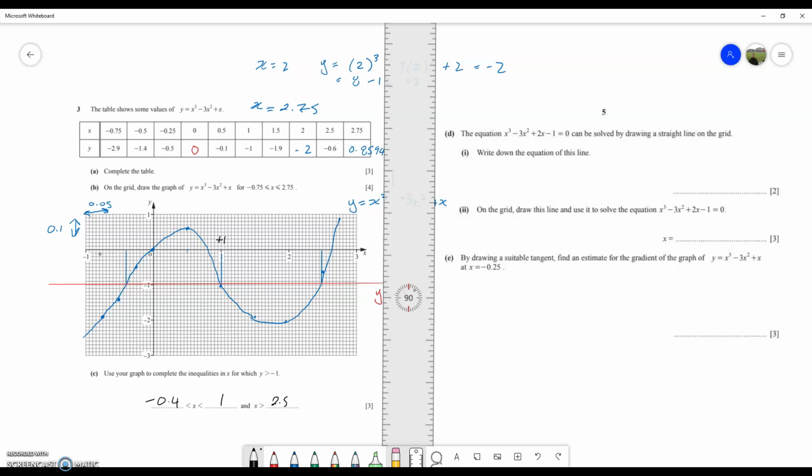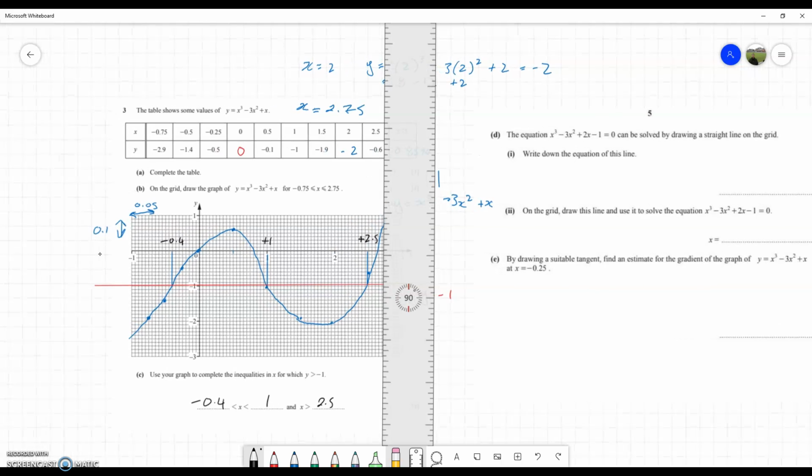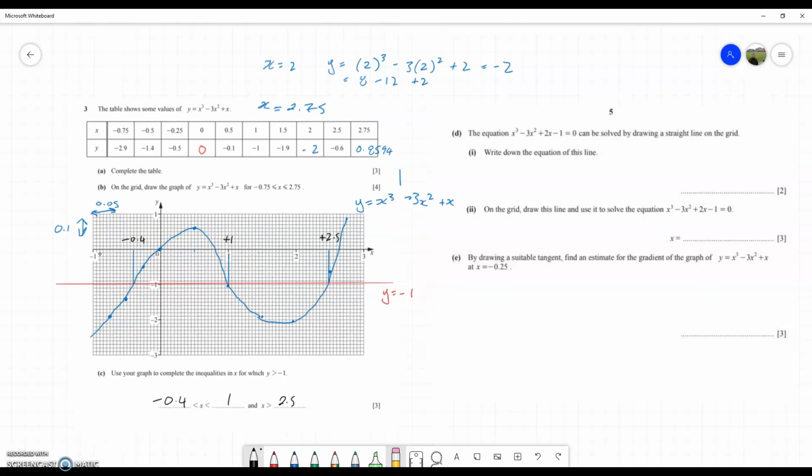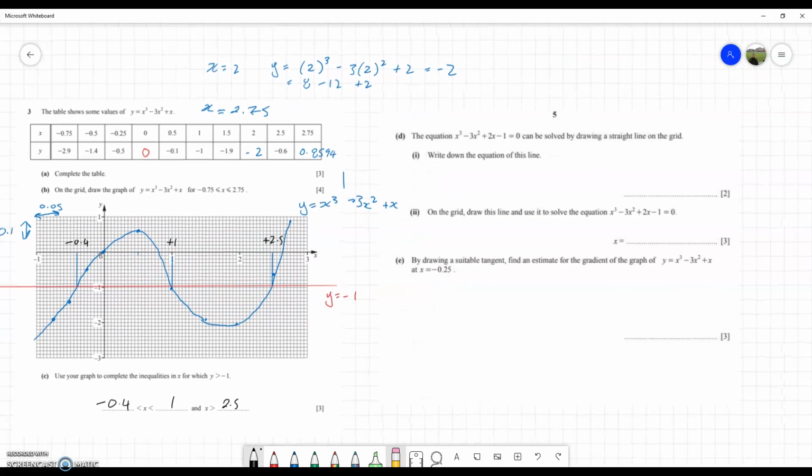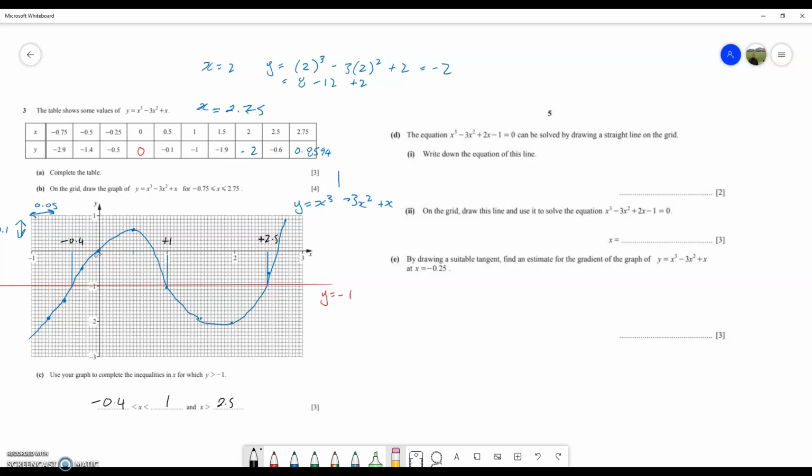Now, you'll notice in the marking schedule there's usually an allowance for what you've drawn. So just make sure, it doesn't matter if it's not perfect. 2.5. Okay, so then we'll move on to D. Okay, so the equation can be solved by drawing a straight line on the grid.